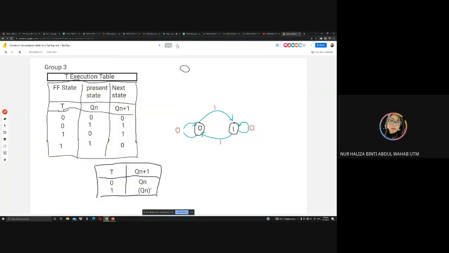Next, group number 3 is T flip-flop. You do toggle things here and no change at this part. It is correct, and this is your toggle, and this is following the previous Q n. So everything is okay.